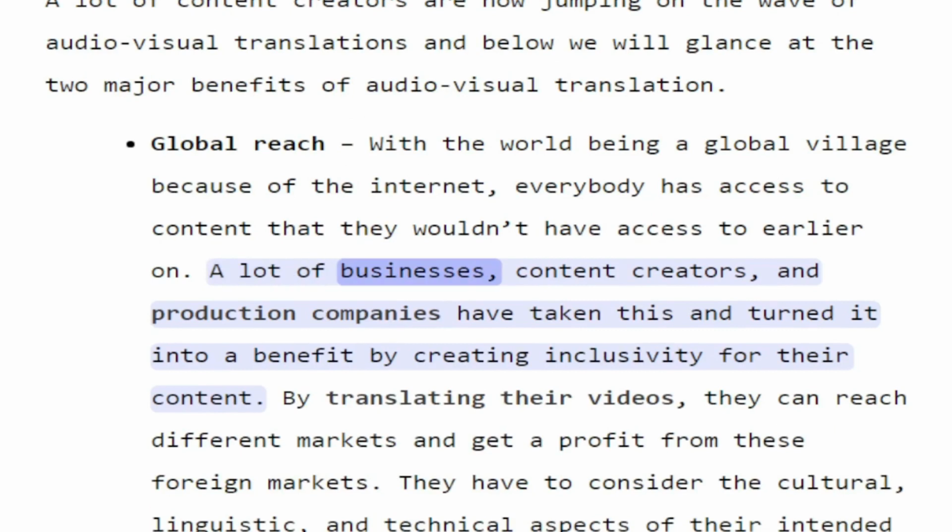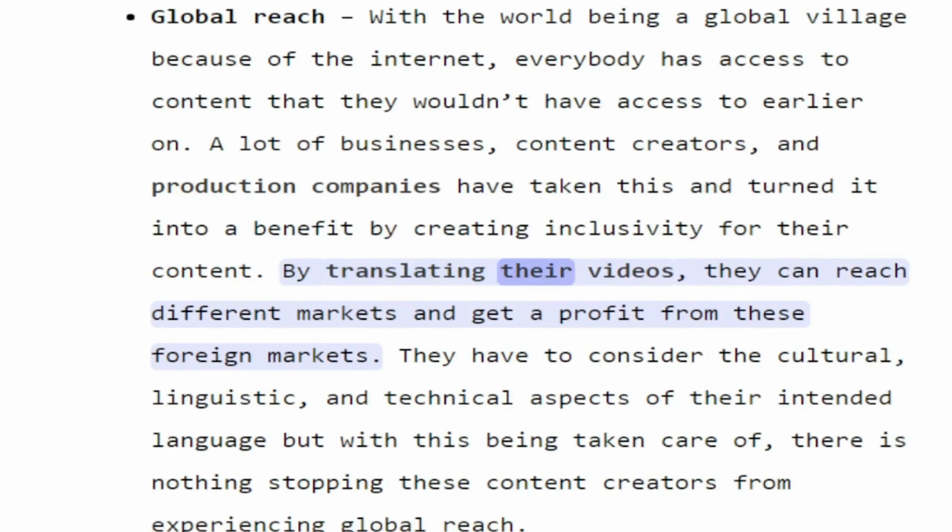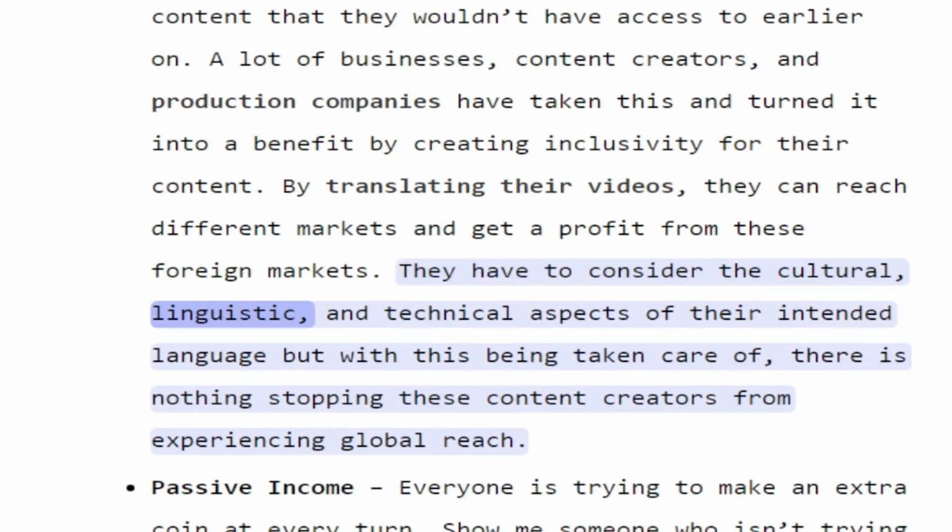A lot of businesses, content creators, and production companies have taken this and turned it into a benefit by creating inclusivity for their content. By translating their videos, they can reach different markets and get a profit from these foreign markets. They have to consider the cultural, linguistic, and technical aspects of their intended language, but with this being taken care of, there is nothing stopping these content creators from experiencing global reach.